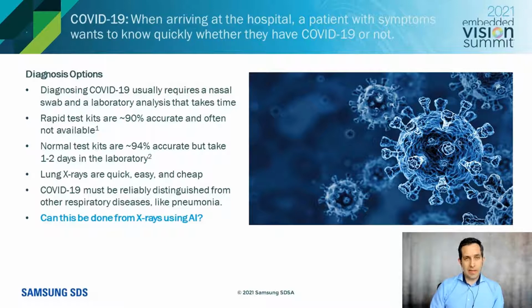Now, the laboratory test, as I said, requires 1 or 2 days to come back from the laboratory. Some people in acute states maybe don't have that amount of time available. Plus, the test kit is only 94% accurate, so you're not 100% sure. There's a rapid test kit available, which gives you an answer much more quickly, but it's less accurate than that. And so, again, you have a certain risk attached to that.